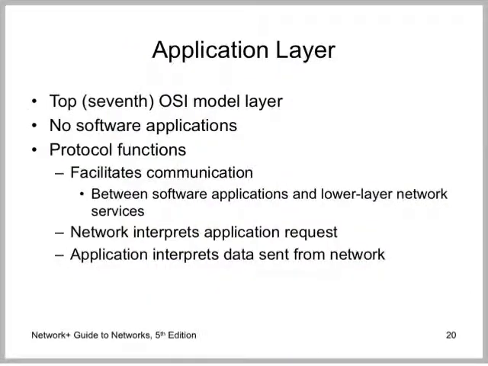So the top, 7th layer of the OSI model is the application layer. I gave you my terminology of everything; the book's getting ready to give you theirs now. The top layer is the application. It is not a software application, but it is kind of. It does work with applications. It gets ready to push data to the applications, but it isn't software. It's a model. Protocol functions: it facilitates between software applications and lower level network services. The network interprets application requests. The application interprets data sent from the network. Okay, that's the application layer.